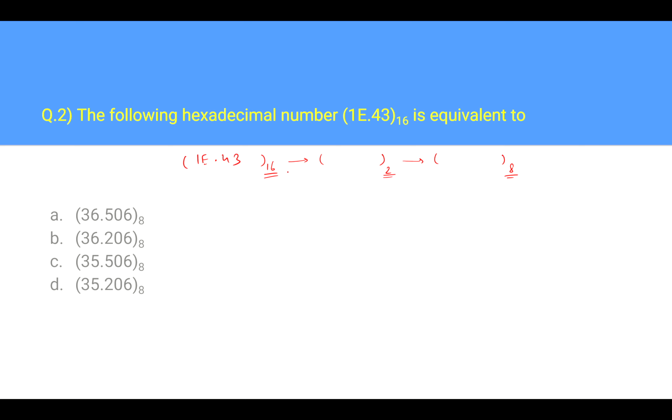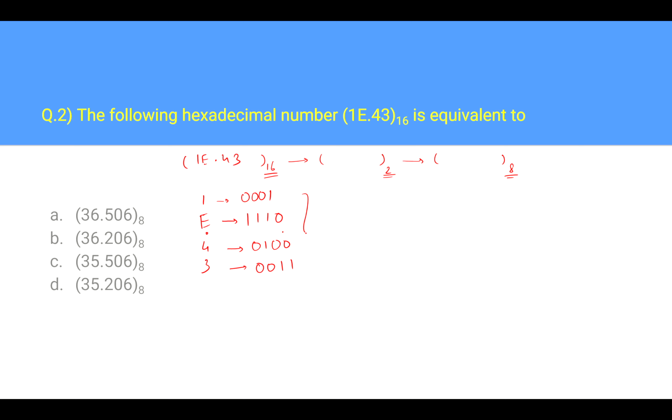So how does hexadecimal to binary conversion work? So every number would be denoted in groups of 4 numbers in binary system. So in that case, this 1 will become 0001 in binary because we only have 0 and 1 in binary to denote these numbers. E will become 1110. We have a decimal point here, so that will follow after this. 4 becomes 0100 and 3 becomes 0011.